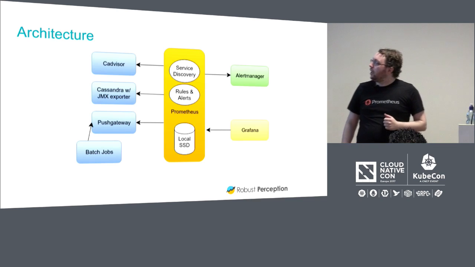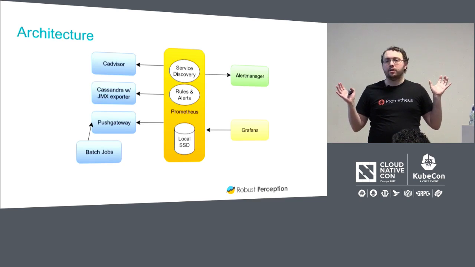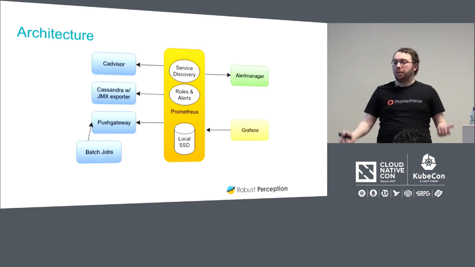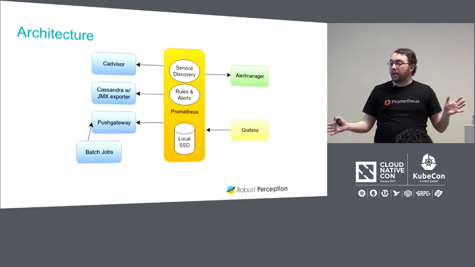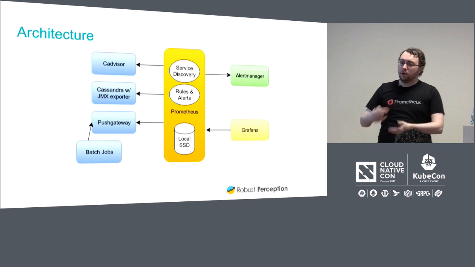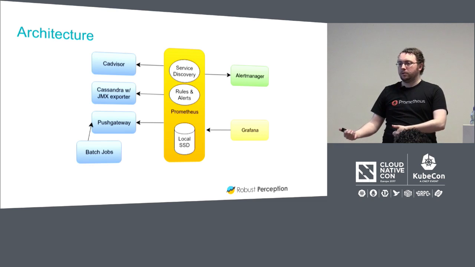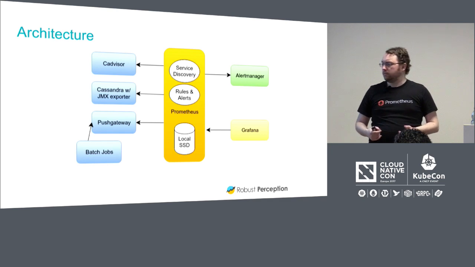The architecture is service discovery figures out where everything is, all your pods or whatnot from Kubernetes or Consul. It then goes and scrapes them, things like cAdvisor, Cassandra, JMX Exporter, your own applications, whatever. Stores the data locally, has rules and alerts, so it has a pretty complex query language called PromQL, sends the alerts out to the Alertmanager, and then Grafana or other dashboarding solutions can get the data.